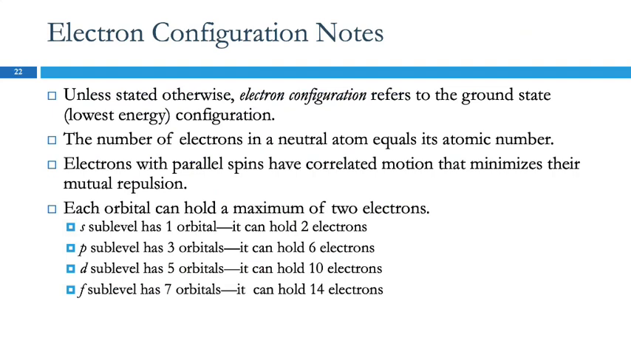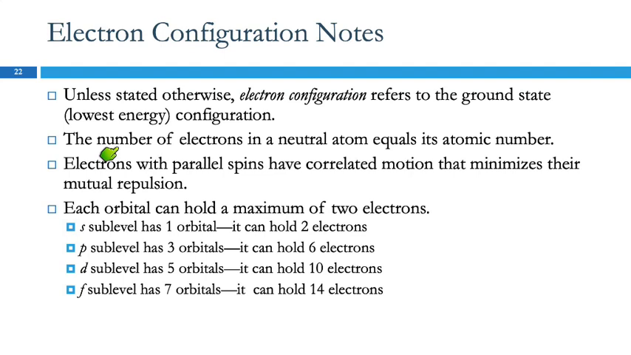So these are just some notes. Unless it's stated otherwise, in lecture, worksheets, homework, and tests, unless it specifically says that it's an excited state, anytime we talk about electron configurations, we're referring to the ground state. So the electrons are all in the lowest energy orbitals that they can be.